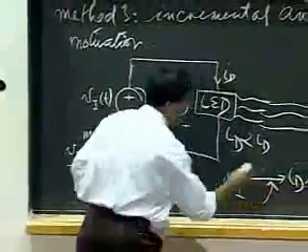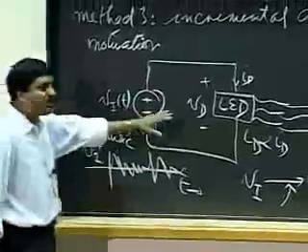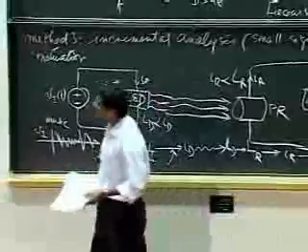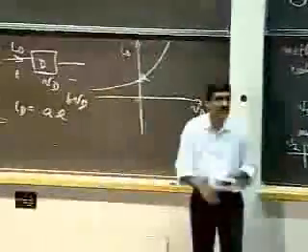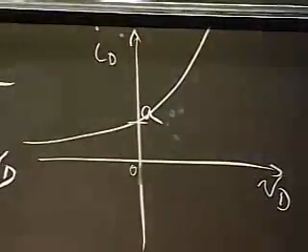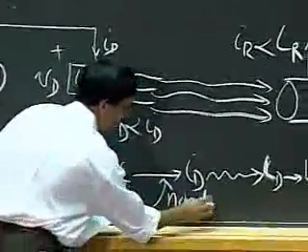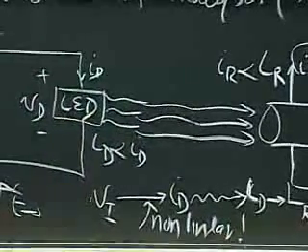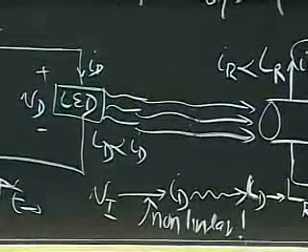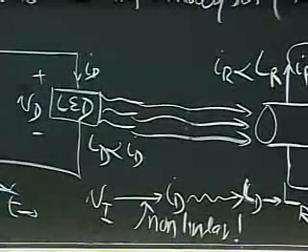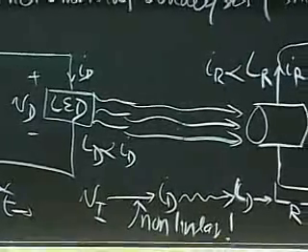The problem is that, as I said, I'm using the light emitting diode here, and its characteristics are as follows. ID is exponentially related to the voltage VD. So this is nonlinear. And that's a real problem. Because this is nonlinear, I am going to get a distorted output.